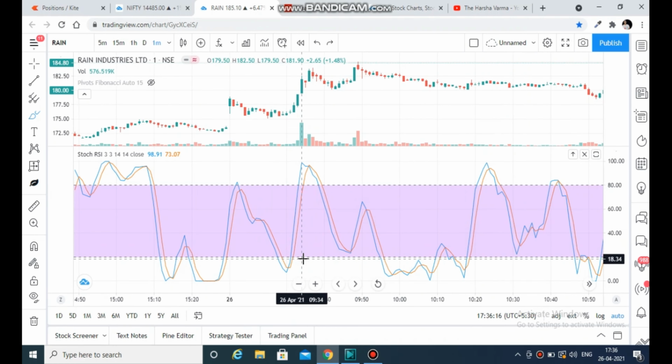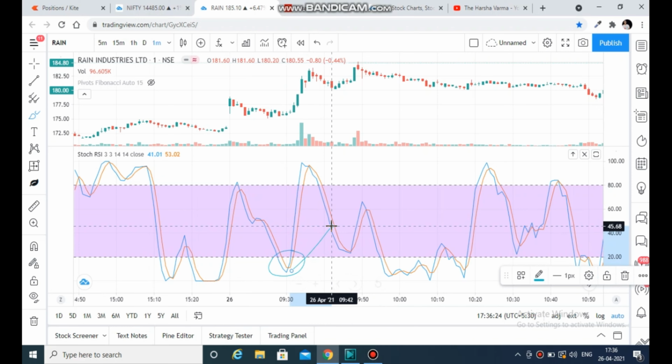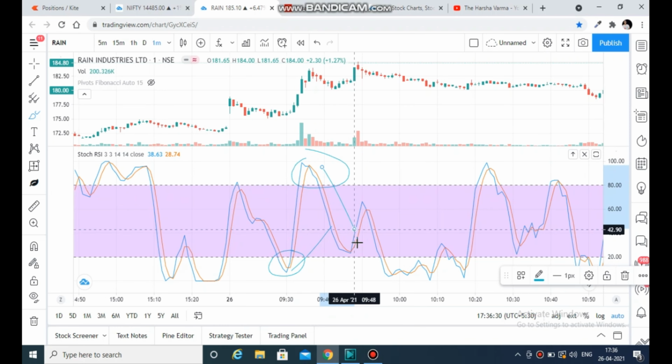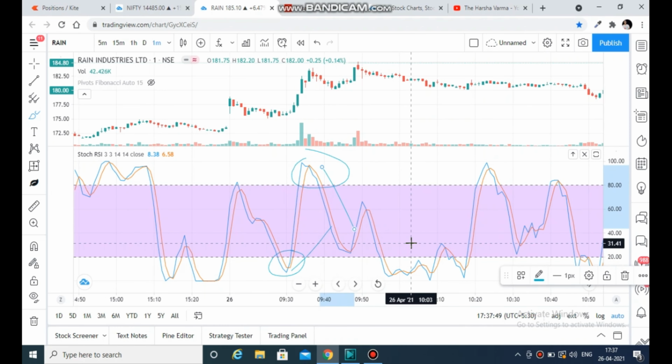There are two lines in this case. One is the blue line and the other is the red line. When the blue line cuts the red line from the bottom, then it is an indication of up move. And when the blue line cuts the red from the top, then it is an indication of down move. I hope you are clear about the basic working of this indicator.